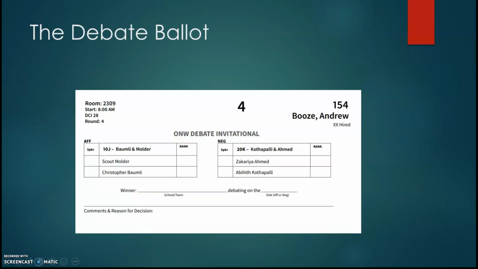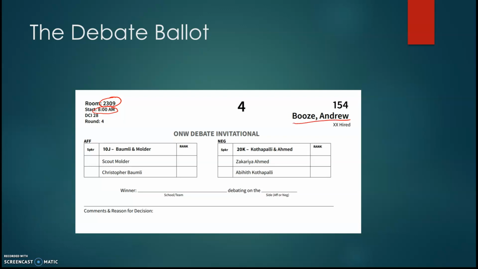This is what a debate ballot looks like. There are a number of things that you might see on this or various other formats of ballots. But key information you'll want to know about is the room number where your debate is located. If you have trouble finding that, ask a student or other member of the tournament staff and they'll help you out. There will often be the start time of the debate.